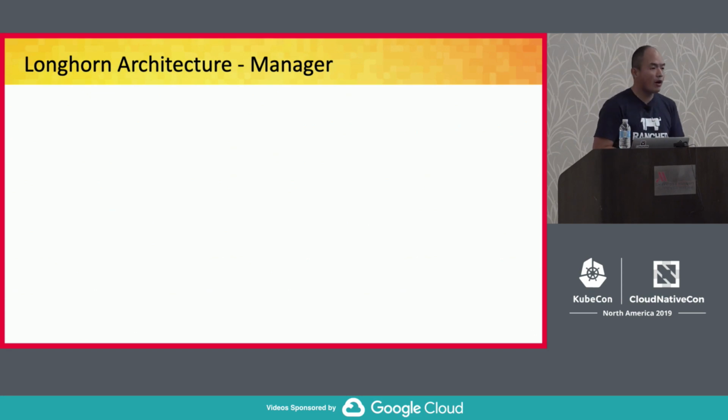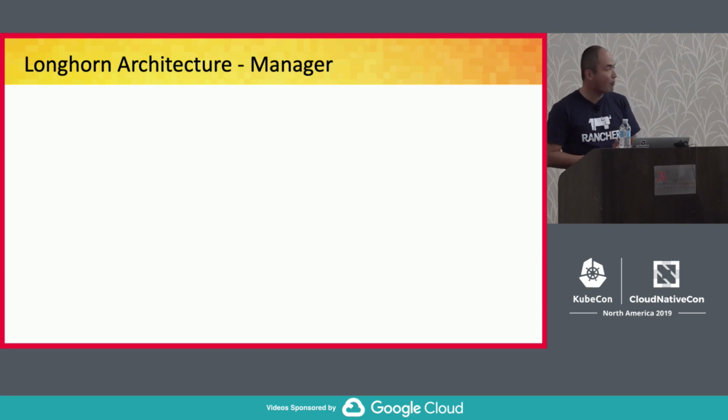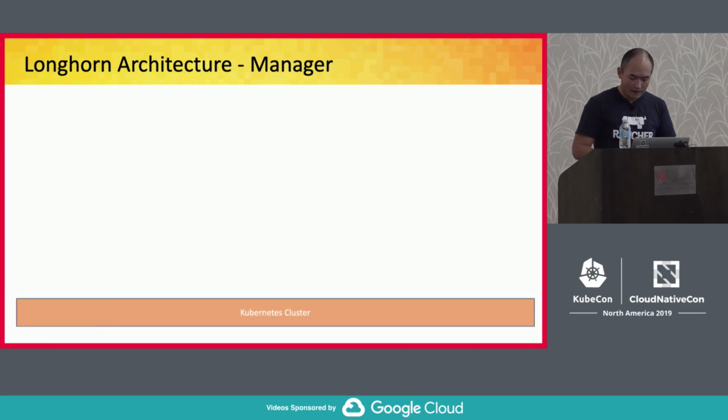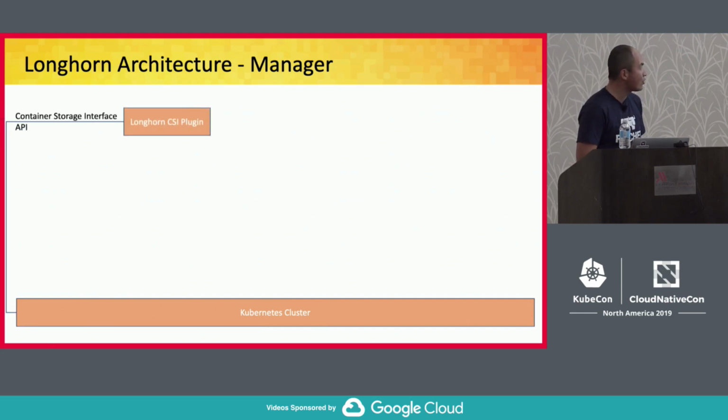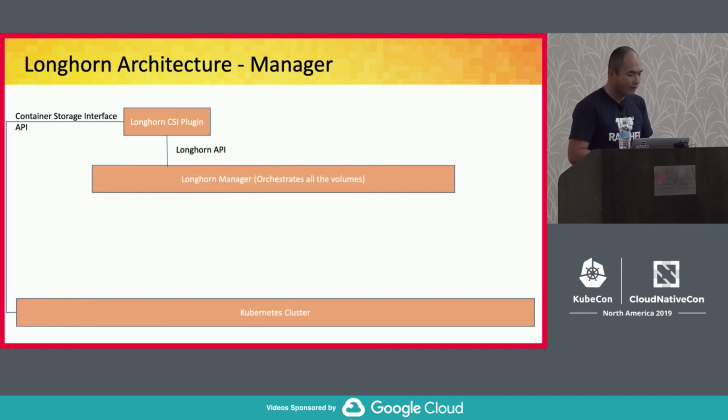As I said, another part of Longhorn is the Longhorn Manager and the Longhorn control plane. So in this case, we have a Kubernetes cluster, and they want to create a volume. The Kubernetes cluster internally uses the CSI interface to talk to the Longhorn CSI plugin. And the Longhorn CSI plugin is going to talk with the Longhorn Manager using the Longhorn API. So Longhorn Manager orchestrates all the volumes and follows the Kubernetes controller pattern, or somebody calls it the operator pattern.